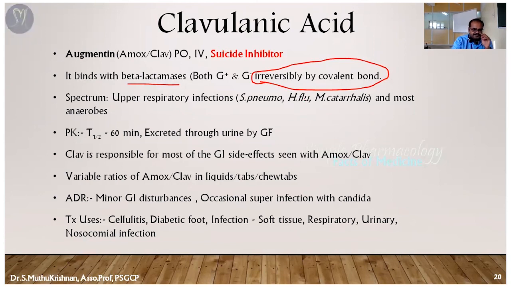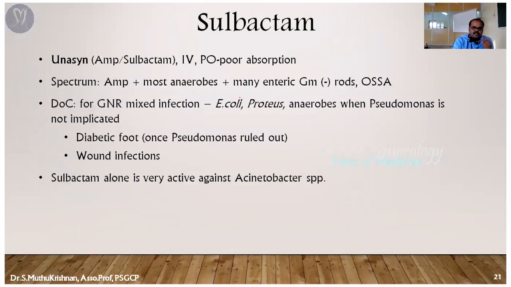Mostly it's used for upper respiratory infection. This drug is always prescribed along with the penicillin to produce a better potentiating effect. The next one is sulbactam. This also comes under the same category. This is also used for some specific regions, particularly diabetic foot and wound infections, tissue infections.